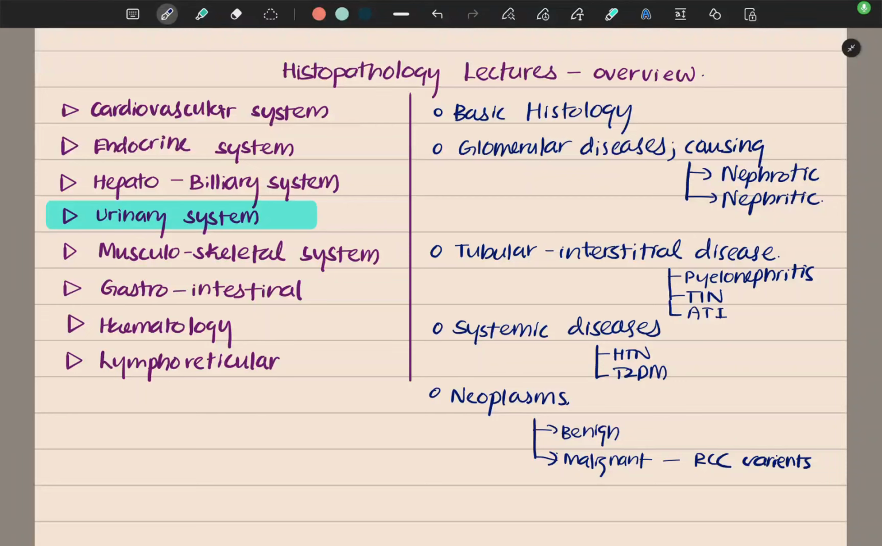Okay, under the urinary system we have talked about the basic histology of the urinary system and the structure, and along with that we have talked about the glomerular diseases. We have extensively talked about this.